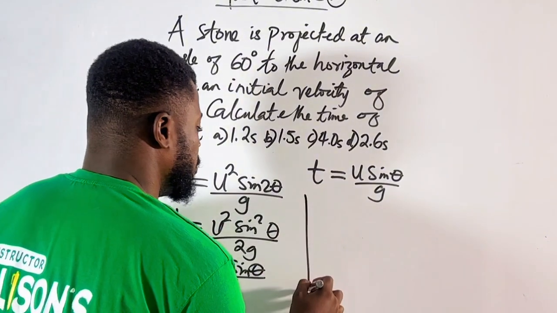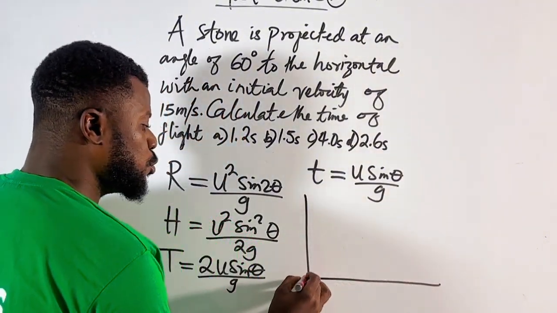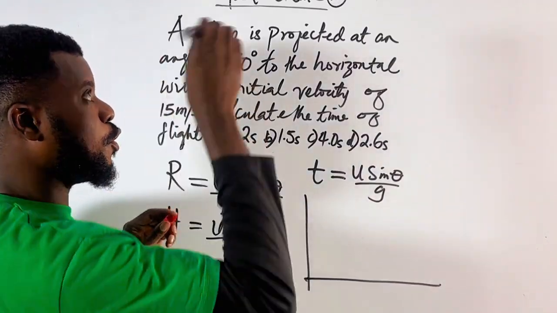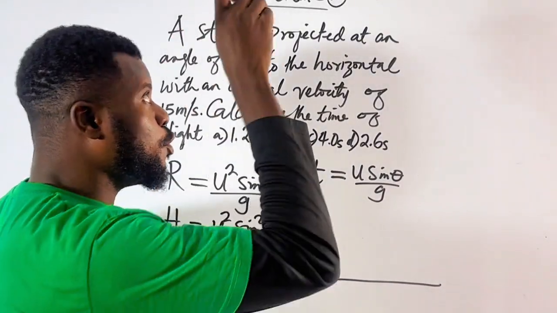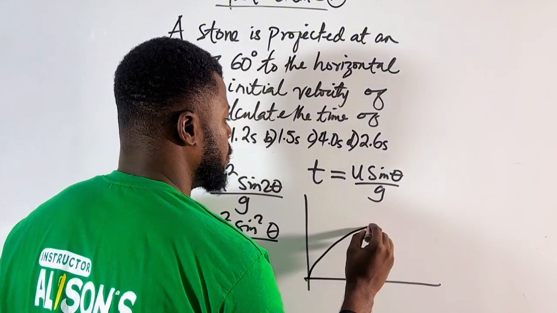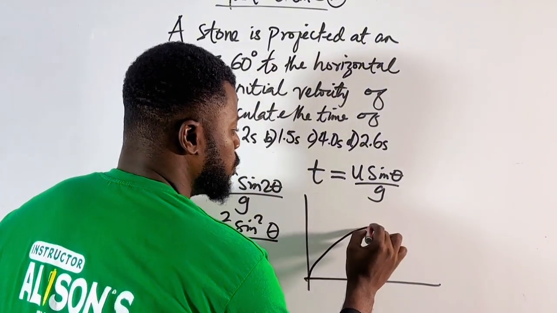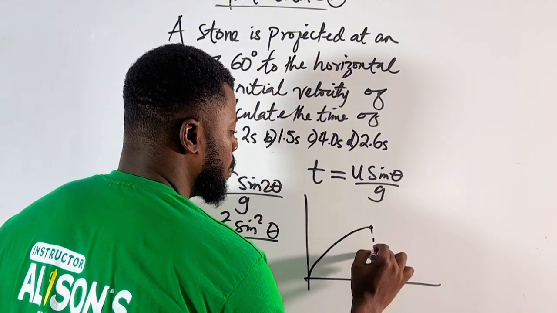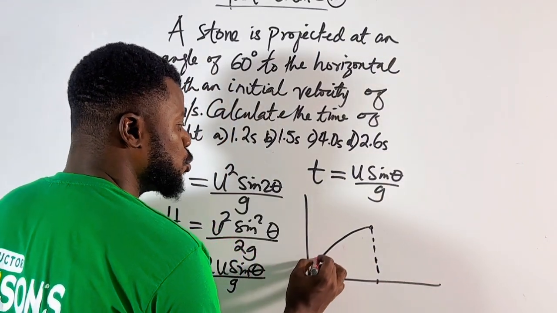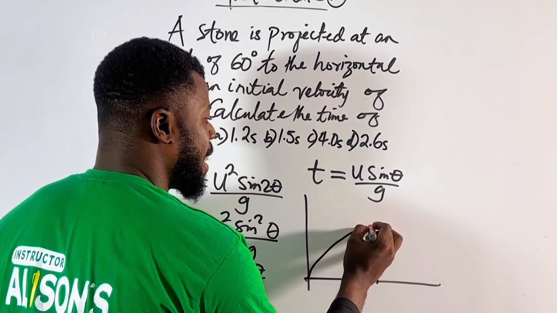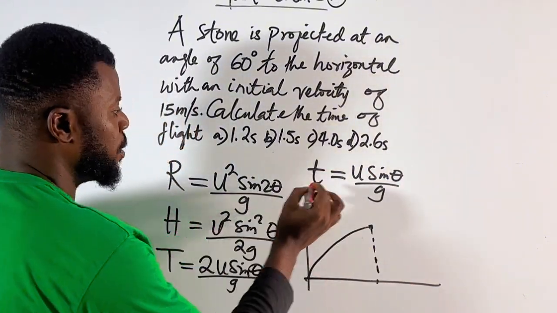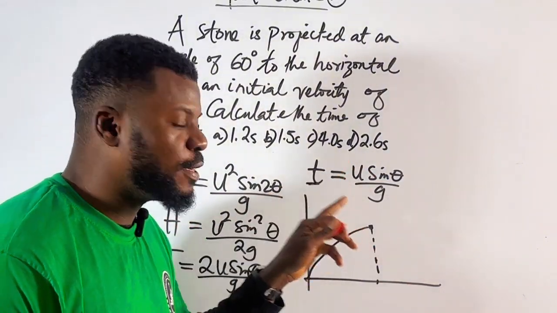If a stone is thrown up like this, it will take this parabolic curve and reach this particular maximum height. So this time we take from this particular point where you throw it to get to this height, that is this small t, and it will be u sine theta over g.